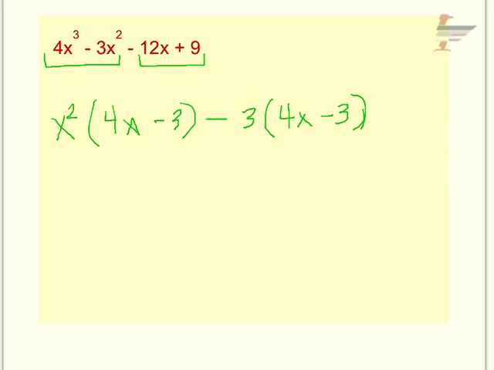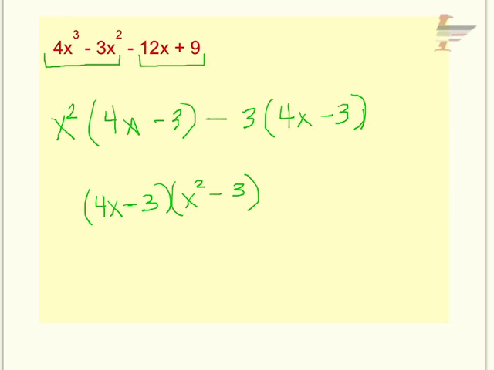And then here's your checkpoint. Do my parentheses match? Oh, they match. We're on the right track. So 4x minus 3 comes out front, and in your other parentheses, what do you have left? You have an x squared and a minus 3. And now we are done factoring.